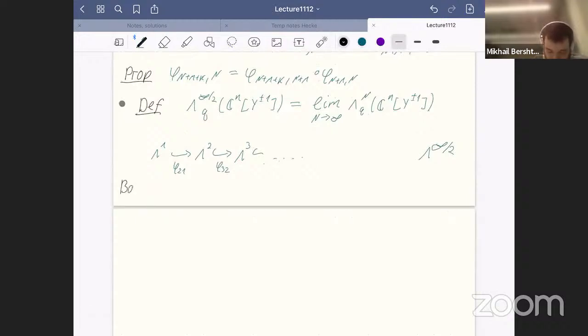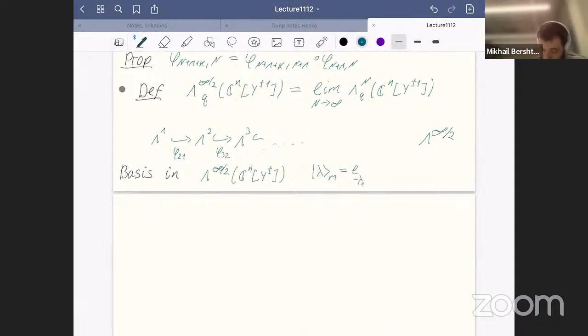So the basis in this space is formed by the elements lambda. Now we have only one index m, which is a product e minus lambda 1 plus 1 minus m, which e minus lambda 2 plus 1 minus m, and the product becomes infinite. So we define these representations as the limit.